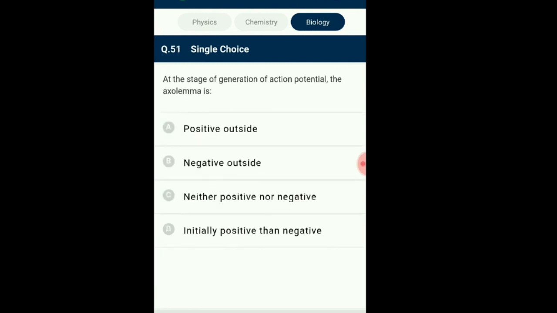Question number 51. At the stage of generation of action potential, the axon membrane is in resting state. Neuron has a high concentration of K plus and negatively charged proteins and a low concentration of Na plus in the axoplasm. In contrast, the fluid outside the axon contains a low concentration of K plus and a high concentration of Na plus, and thus forms a concentration gradient.